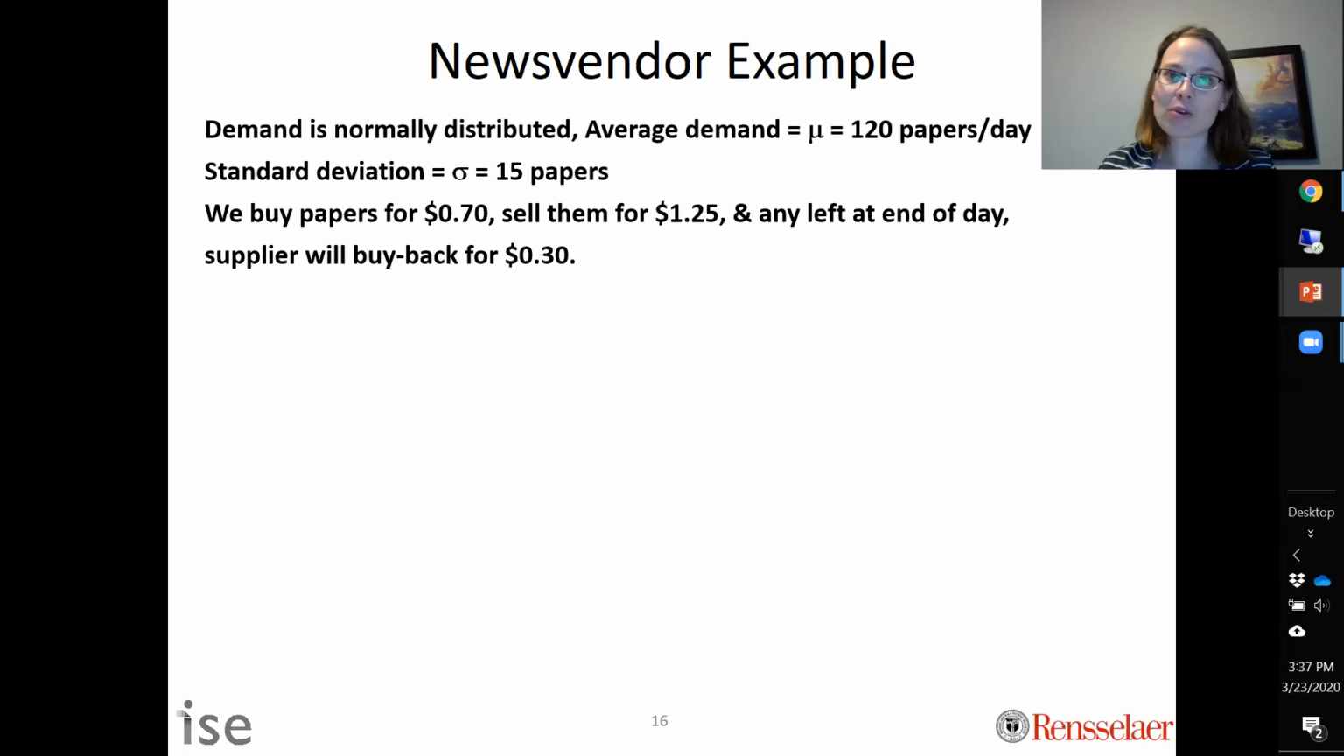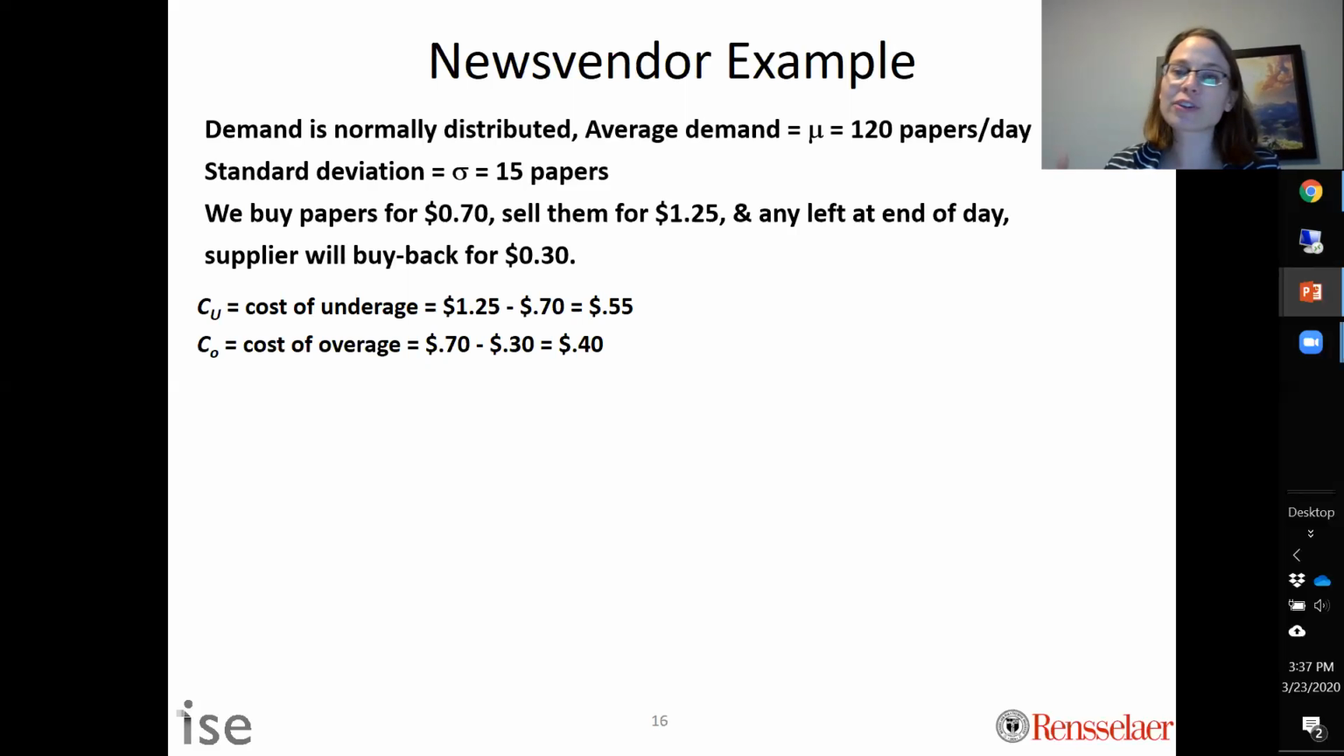So if we think about step one, we know our demand distribution. Per day it is normally distributed with a mean of 120 and a standard deviation of 15. Second, we need to calculate our critical value. First we need the cost of underage and the cost of overage. If I'm under by one paper, what does that mean? It means I won't be able to make a sale, and therefore I lose out on the opportunity to make 55 cents in profit. So for every paper that I don't have when someone wants it, it costs me 55 cents.